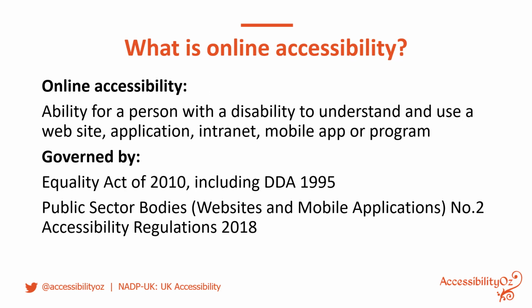But what is online accessibility? Online accessibility is the ability for a person with a disability to understand and use a website, application, intranet, mobile app or program, basically any kind of digital content. In the UK, it's governed by the Equality Act of 2010, including the Disability Discrimination Act 1995. And there is another document underneath it called the Public Sector Bodies, Websites and Mobile Applications Number 2, Accessibility Regulations 2018. But you don't need to worry about that. You definitely don't need to read those documents.